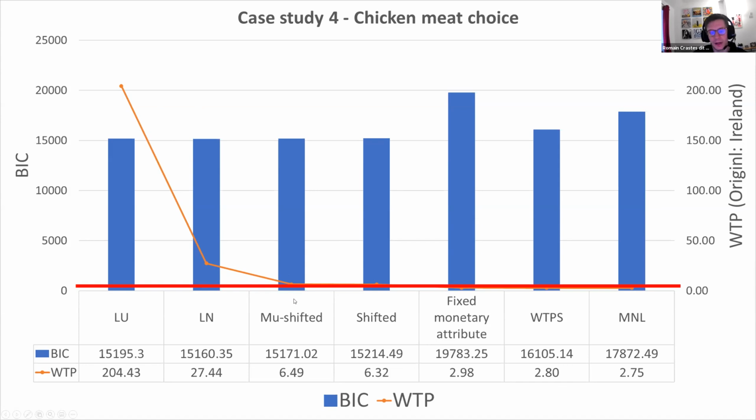Obviously, these values have a tendency to explode a bit with respect to the willingness to pay space approach because of distributional assumption. But at the same time, the mu shifted approach, again, fits the data much better.